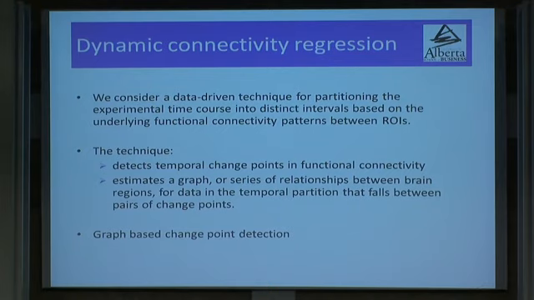So we introduced the dynamic connectivity regression, which I might refer to as DCR at some stage. So it's a data-driven technique for partitioning the experimental time course into distinct intervals based on the underlying functional connectivity patterns between ROIs. So it's a 2-step procedure, okay? So DCR, first of all, detects the functional connectivity change points. And then once it detects the change points, it estimates a graph or series of relationships between each pair of change points, okay? So you can think of this as, say, a graph-based change point detection.